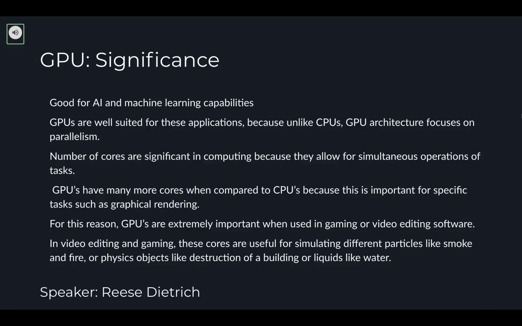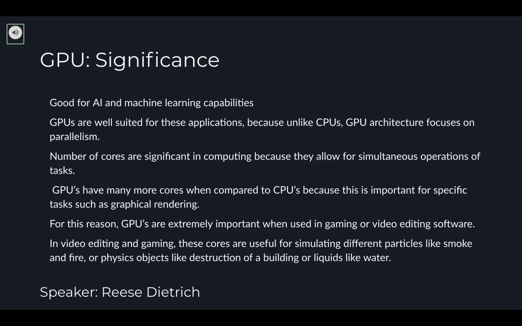The significance of the GPU in the Jetson Nano is that it is good for AI and machine learning capabilities. GPUs are well suited for these applications because, unlike CPUs, GPU architecture focuses on parallelism. The number of cores are significant in computing because they allow for simultaneous operations of tasks. There are 128 cores.